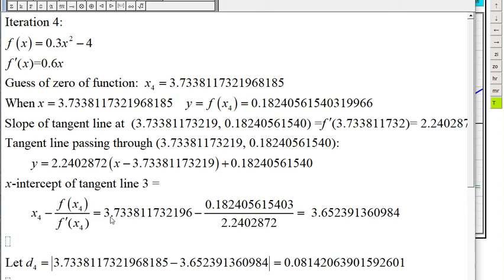And we will get x to be 3.7338 minus 0.182 divided by 2.24, and that comes out to be 3.65. And now we compare the guess with the new x-intercept of the tangent line, and that difference comes out to be 0.08. And now let's draw the fourth tangent line.